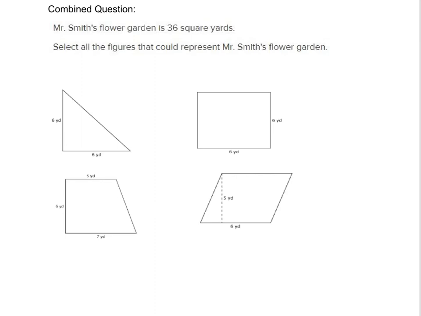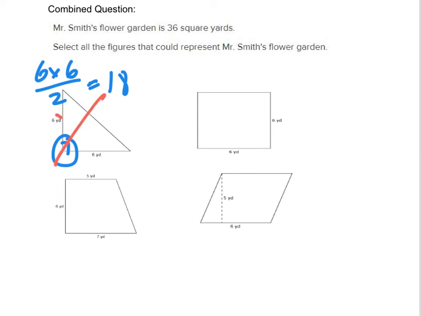So look at the first one, the triangle. The area of this triangle, well, we don't have a right angle symbol, but it's clear that that's where it is. It's going to be 6 times 6 over 2, 18. So the area of the first is 18, it's not 36, so that can't be Mr. Smith's garden. Second one, 6 times 6 is 36, so yes, it could be this.